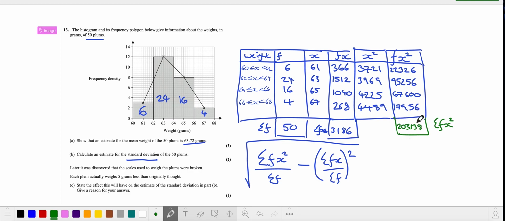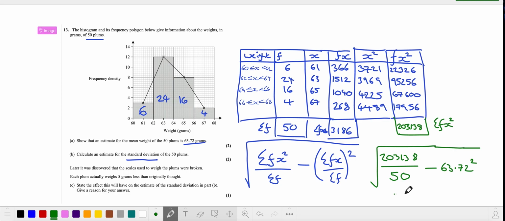That's the only new number we need to plug into this formula. So we want the square root of our sum that we've just calculated over sum f, which is 50, take away the square of the mean. Well, we've already calculated the mean and we were told what it was anyway in part A. So we don't need to plug all those numbers in afresh. We can just use that value.